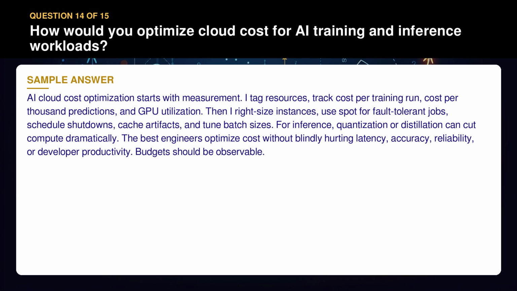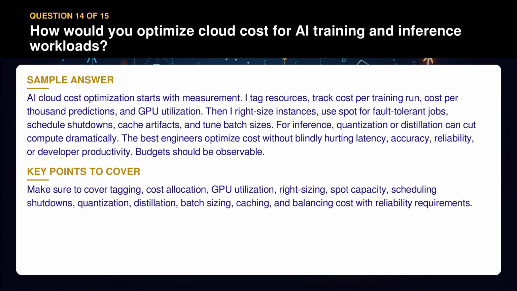Budgets should be observable. Make sure to cover tagging, cost allocation, GPU utilization, right sizing, spot capacity, scheduling shutdowns, quantization, distillation, batch sizing, caching, and balancing cost with reliability requirements.